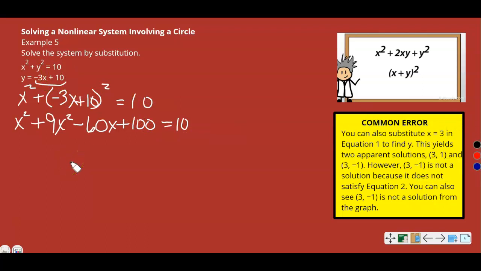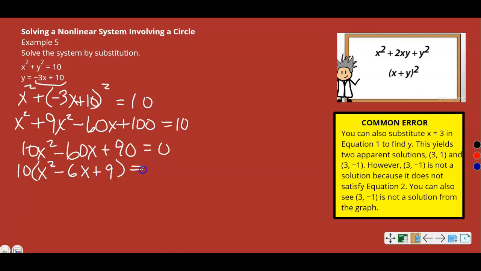All right, now we can combine like terms. So we have x squared plus 9x squared. Since those are common terms, we can combine those and get 10x squared minus 60x, and then plus 100 equals 10. So let's subtract 10 from that, and we get plus 90 equals 0. All right, now factor out your greatest common factor. Our greatest common factor here would be a 10. We're left with x squared, 10 goes into 60 negative 6 times, and 10 goes into 90 9 times.